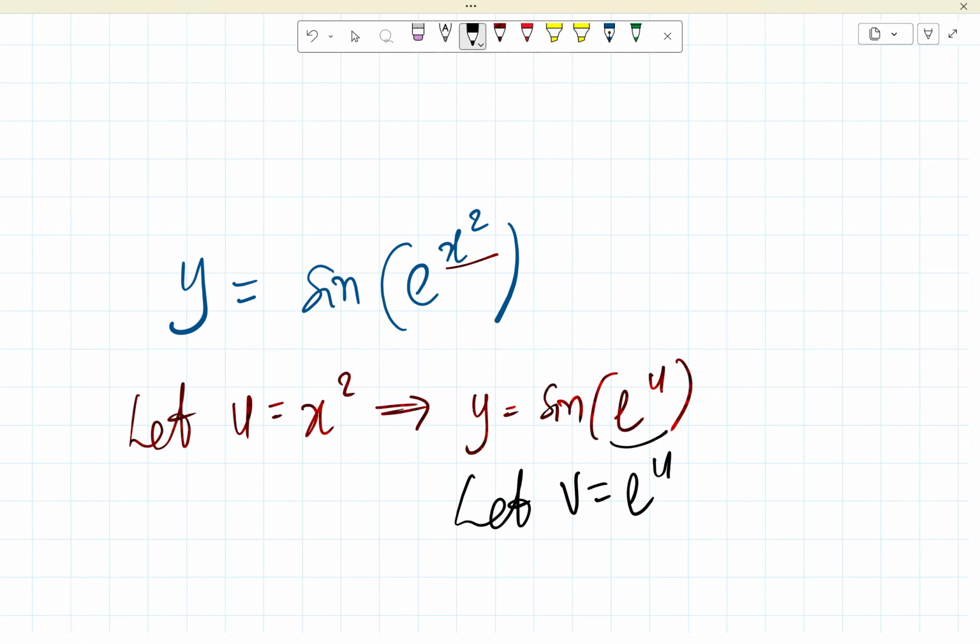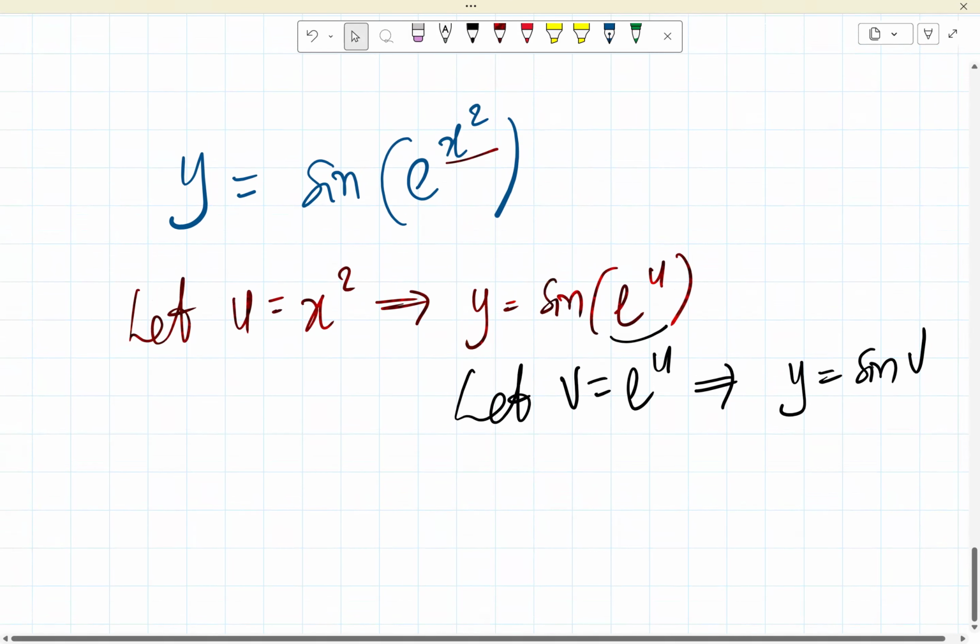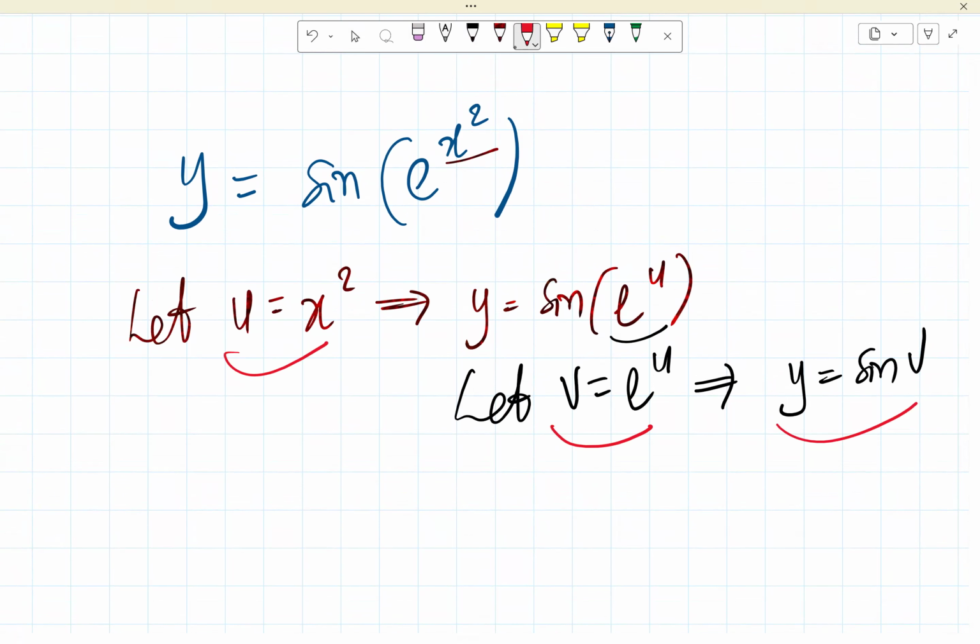Okay, this is e raised power u. So that implies that y is equal to sine v. Be careful with v and u, they are different. So now we have three layers. So what do we do? We have u is x squared, we have v is e raised power u, and we have y equals sine v.